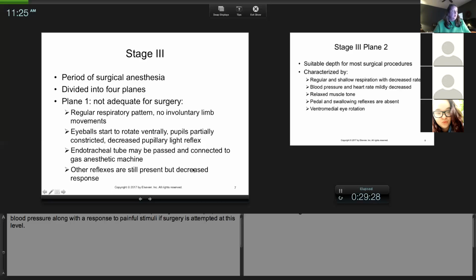One thing also is animals in stage 3 plane 1 will still have a blink, but it should be diminished. They should have some jaw tone, but it is diminished. They should not have a swallow because you just intubated them. So I don't expect a swallow reflex, but a little bit of blink, a little bit of jaw tone, a little bit of withdrawal. If I pinch their toe, they're probably going to still feel it, but it shouldn't be like they completely yank their leg. It might just be like, you pinch my toe.